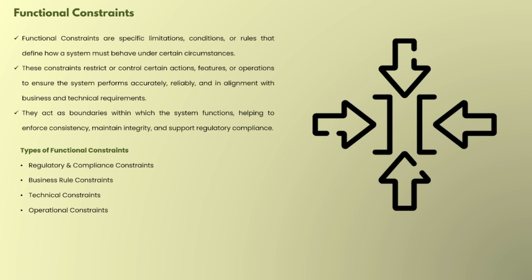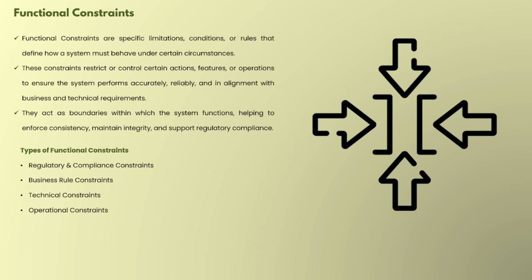Well, functional constraints are specific limitations, conditions, or rules that define how the system must behave under certain circumstances. Think of this like rules. There is one game and there are a few rules on the basis of which that particular system needs to work. Meaning guidelines, which guidelines it needs to follow for a certain situation if such a situation occurs.